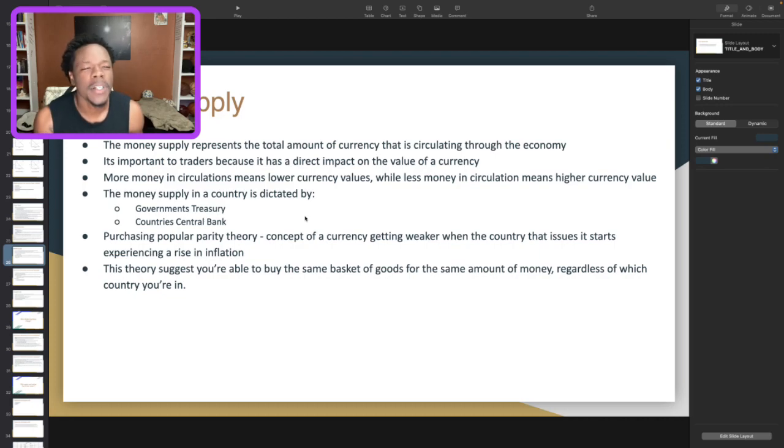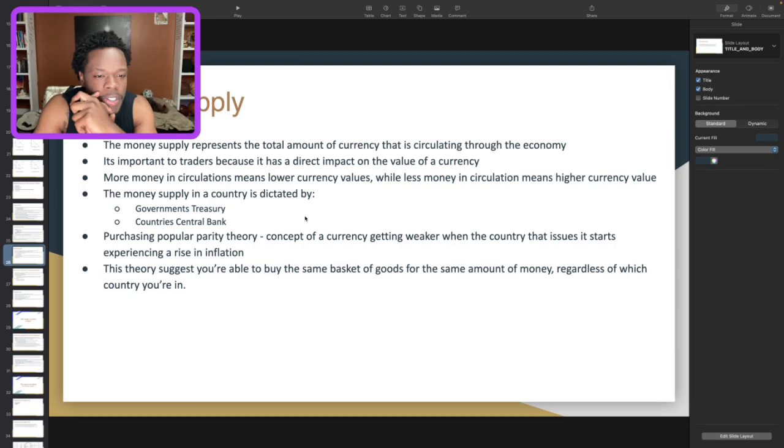Money supply, right? Money supply represents the total amount of currency that is circulating through the economy. It is important to traders because it has a direct impact on the value of a currency. More money in circulation means lower currency values, while less money in circulation means higher currency values. That's supply and demand for you, right? The more there is a supply of a currency, that essentially means that prices will be lower, versus the less supply there is of that currency. That means that it's higher currency values, right?